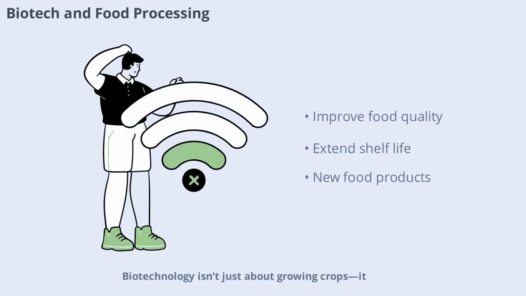Biotechnology isn't just about growing crops, it also plays a role in food processing. Enzymes and microbes developed through biotech are used to improve food quality, extend shelf life, and create new products. These innovations make food production more efficient and help meet consumer demands for safe, nutritious, and convenient foods.